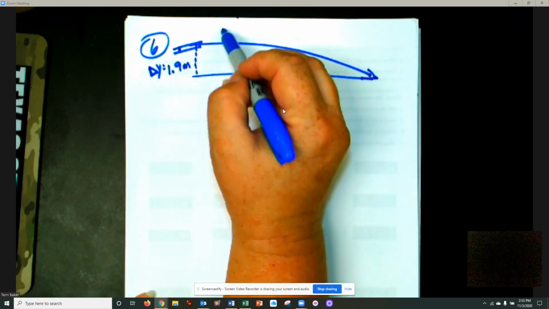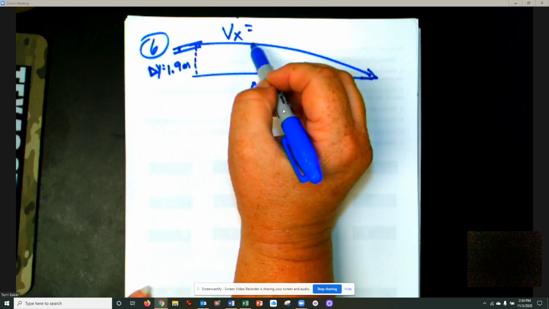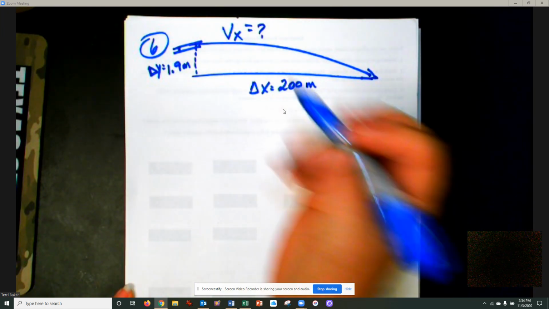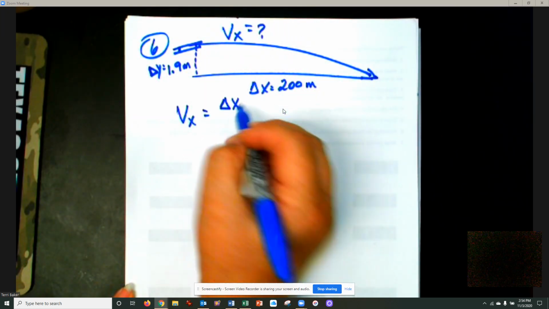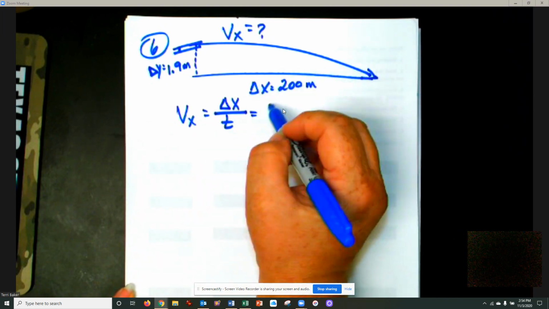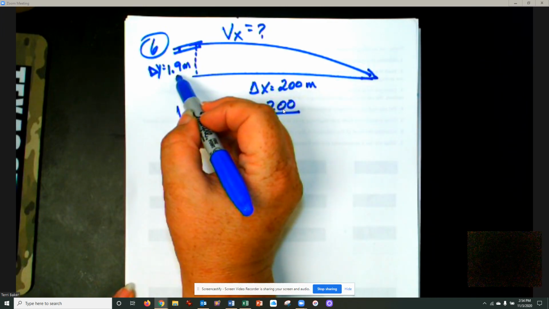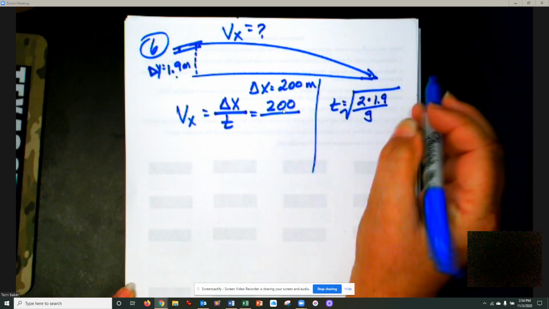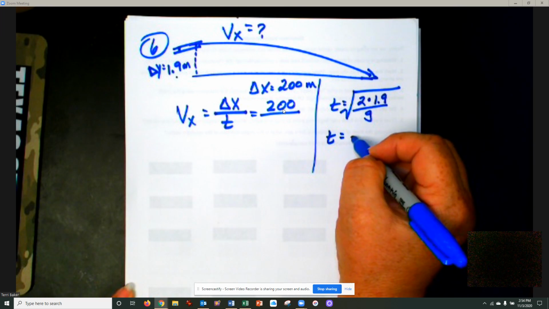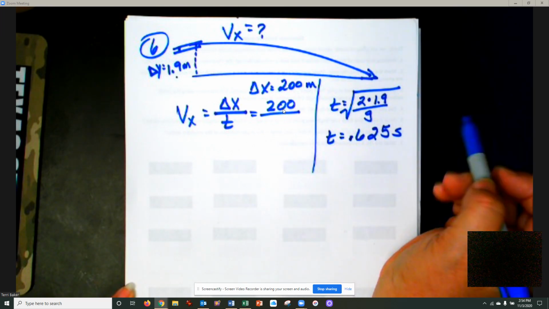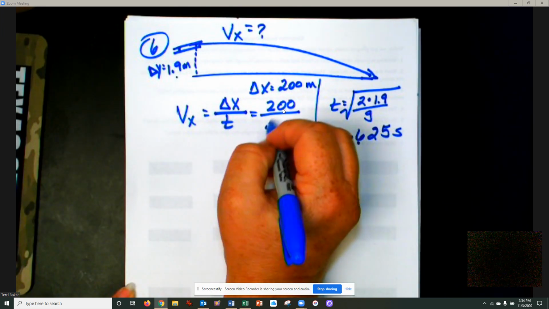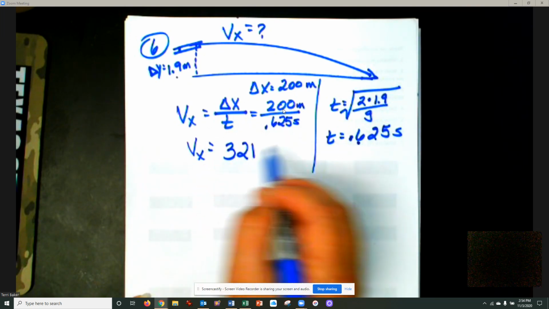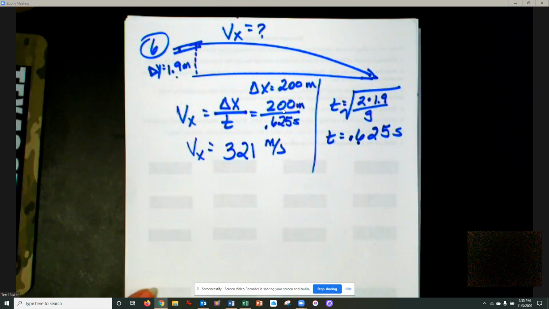So that's your delta x. What is your horizontal velocity? That's what you want to find. So Vx equals your horizontal displacement divided by time. So it's 200. We don't know what time is, but we know the vertical, so we're going to calculate time real quick. It's 2 times your vertical divided by g. Take the square root of the whole thing. So the time it takes is 0.625 seconds. We're going to plug this time in here. So the velocity in the x direction is 321 meters per second. Boom.